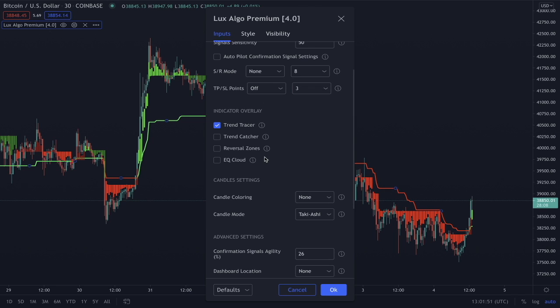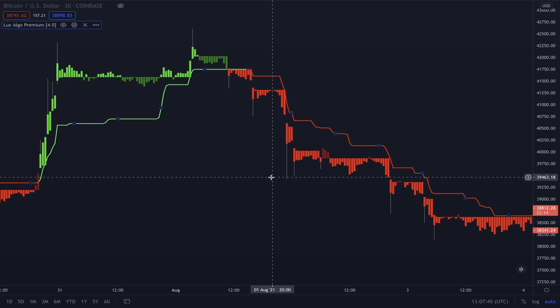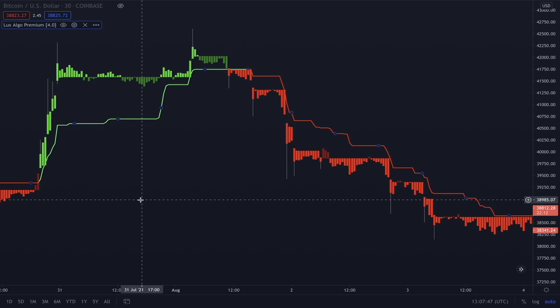I will also be enabling the new Taki Ashi candles with candle coloring as none. Taki Ashi candles allow for clear retracement identification as well as filtering anomalies in price action. So how can we use these two tools together? We can use the Taki Ashi candles and the Trend Tracer to create a very simple crossover strategy to identify a new trend. Let's look at the current chart.